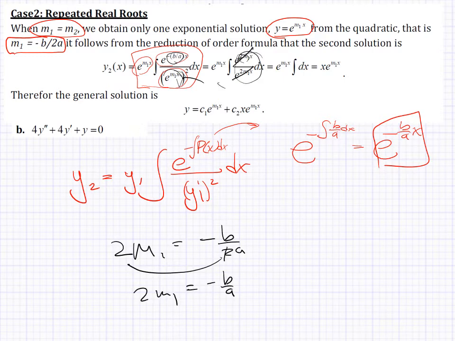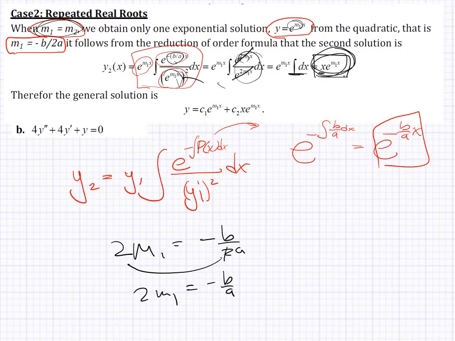Well, the integral of 1 dx is just x. So that tells me my second solution should be x e to the m1x. And that's always going to occur if we have that repeated solution, because I didn't say what m1 is other than it's a real repeated solution. So this is what the second solution will look like.